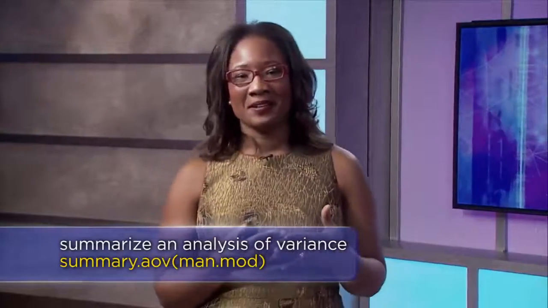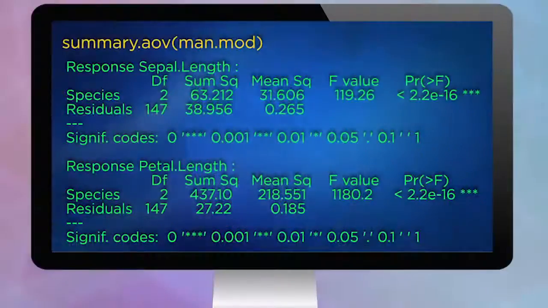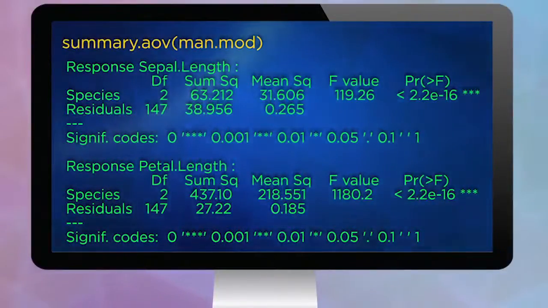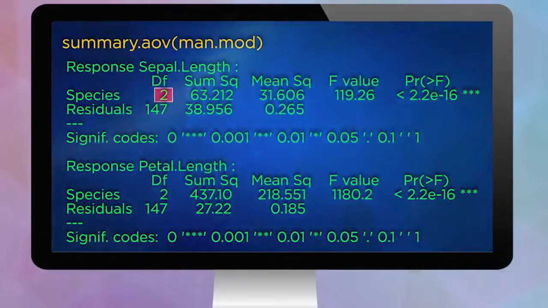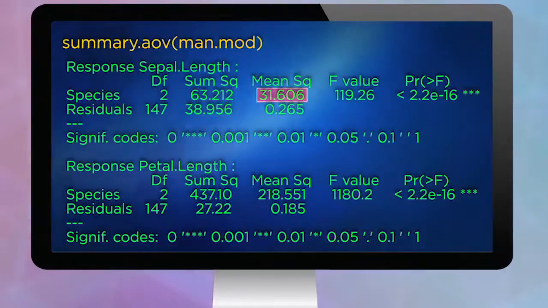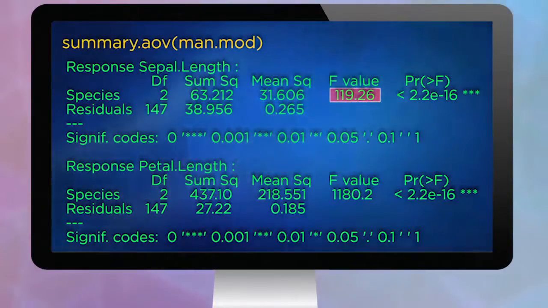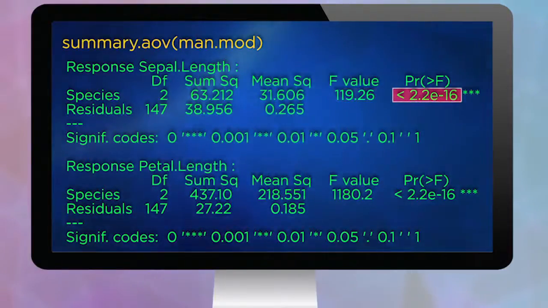Now, if we actually wanted to go further, we could do a summary.aov of our Manova model. This is actually going to tell us the response by petal length and sepal length. Let's look at that output. So here we've called summary.aov of man.mod. Notice the first gives us the response for sepal length. It tells us the associated degrees of freedom and the sum of squares, and then the mean square of 31.6, our F value, 119, and then an associated p-value, which says, yeah, this is pretty significant.